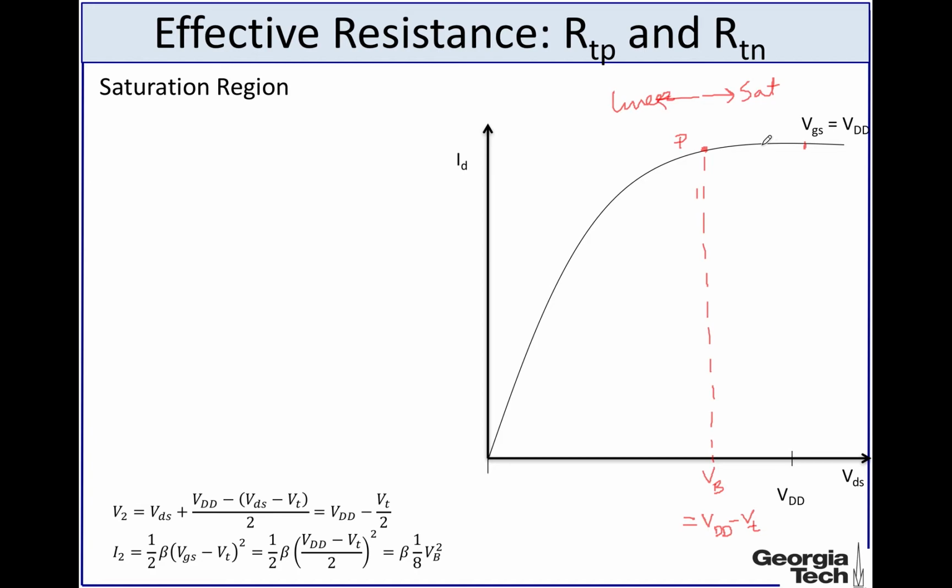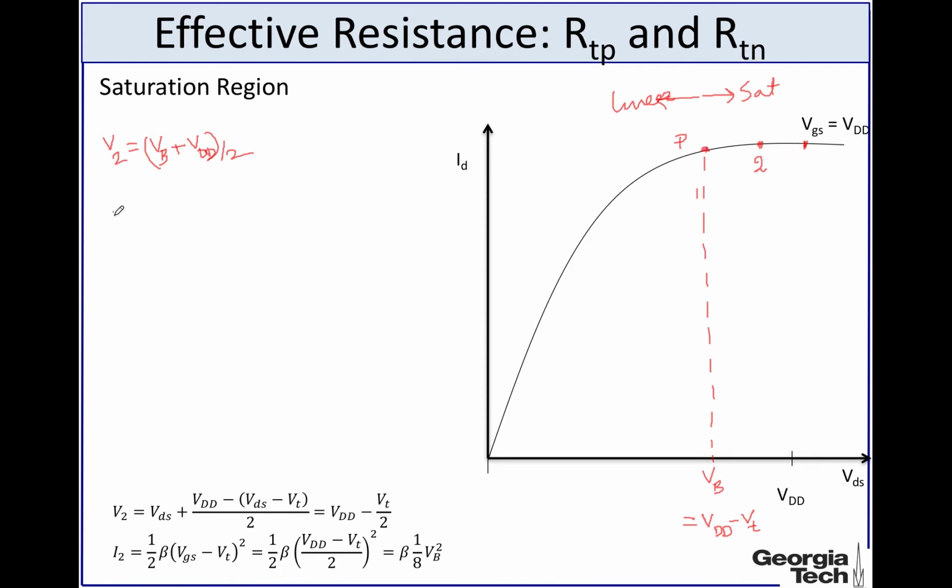All right, so let's take a point here. Let's say this is the point 2, and at point 2 the value of VDS is V2, which is simply equal to half of VB plus VDD, right? Because at this point VDS is VB or VDD minus VT, and at this point VDS is equal to VDD. All right, so the average is simply half of the sum of these two.